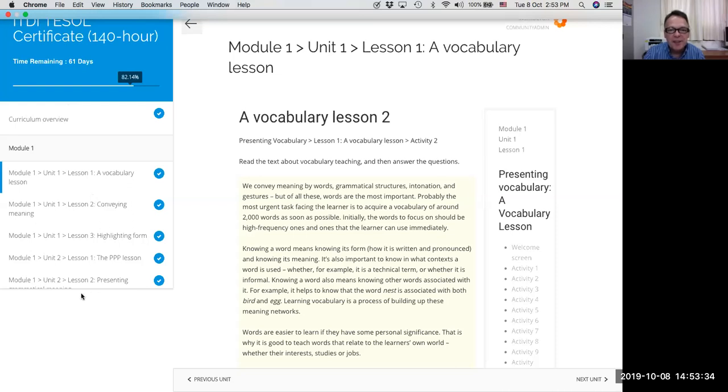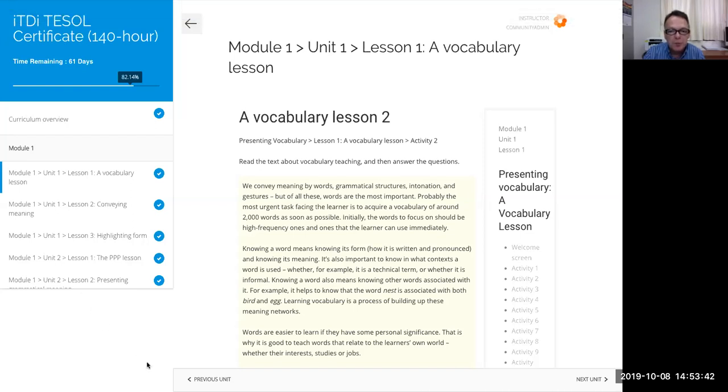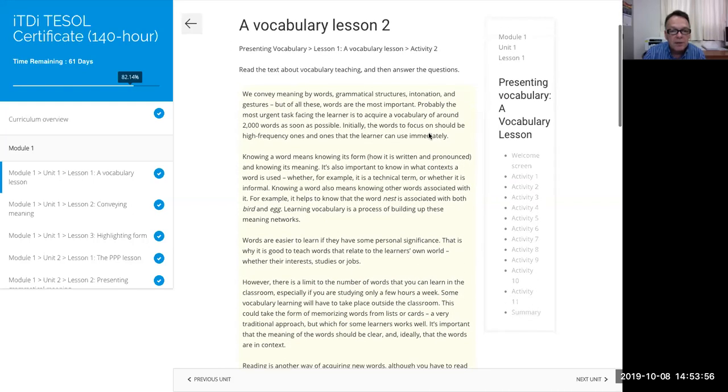We're here in the Module 1, Unit 1, Lesson 1 called a vocabulary lesson. And now we're moving on to activity number 2. We're going to look at a text about vocabulary teaching, and then we're going to answer some questions. We're going to see what Scott Thornbury had to say about vocabulary. So I'll read along, take a look at it while we read through this together.